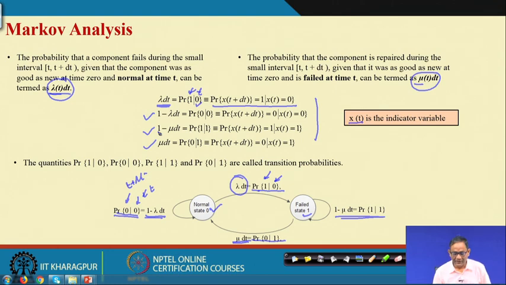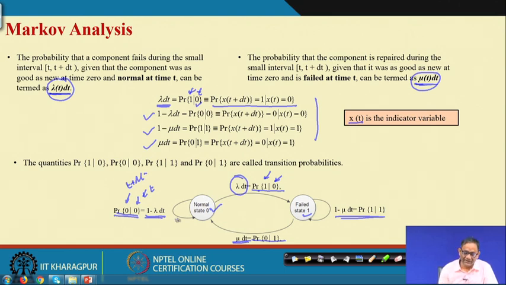So, essentially, what are the things we have considered here, please understand. We have considered that a component has two states: one is the normal state and the other is the failed state. A component changes its state with a probability value, known as the transition probability. And we have already seen that the probability lambda t dt gives the transition probability from normal to failure, and mu dt gives the transition probability from failure to normal. And a component can be either in the fail state or the normal state.